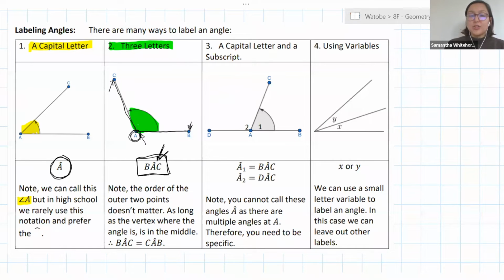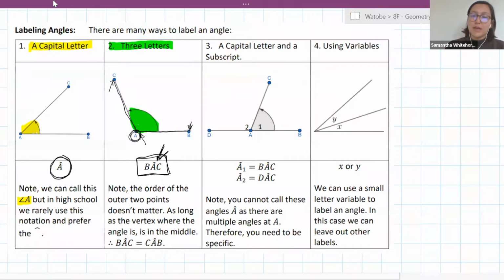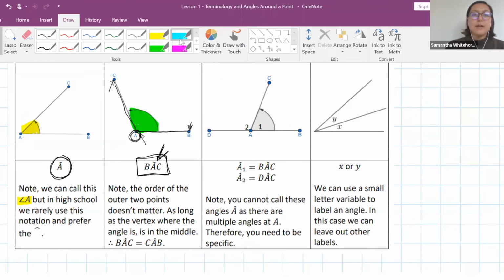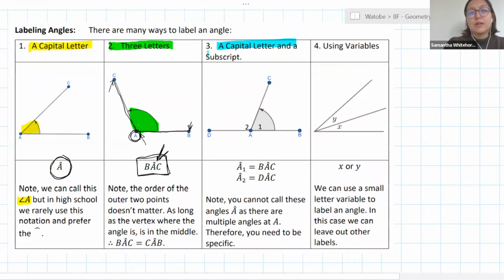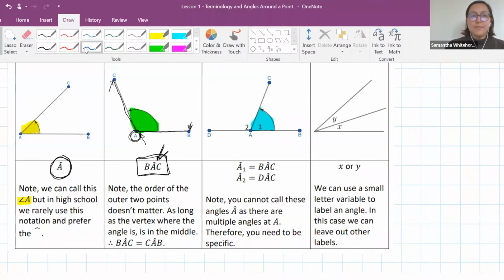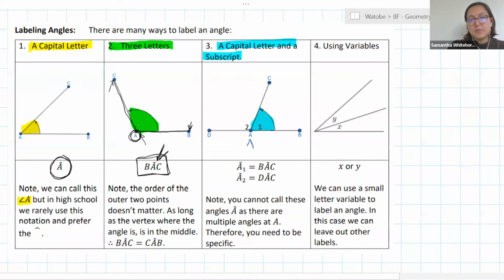Sometimes we're nice to you and we give you numbers on the angles, which is absolutely fine. So a third way we can label angles is with a capital letter and what we call a subscript. That subscript is basically just angle A1, A2, A3, etc. So again, if we look at this diagram and this specific angle over here, we can see that that angle has been created at the point A.